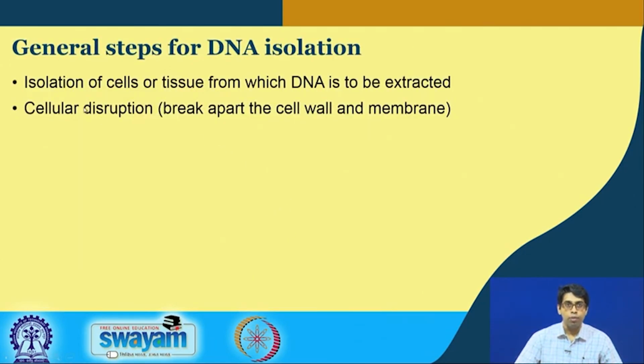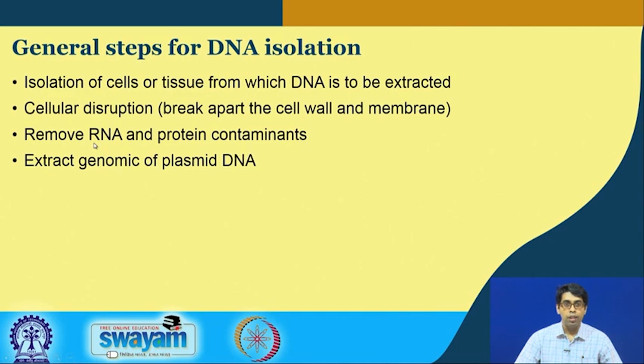So, what are the general steps? The first step, as we saw in case of protein purification, is that you have to isolate the cells. In protein purification we were working with bacterial cells. In this case also we can use bacterial cells, but if it is some mammalian cell, then we will have to isolate the cells from the tissue from which the DNA has to be extracted. Once we have the cells, we will disrupt the cell membrane. In case of bacteria, we also have to break apart the cell wall, so that everything that was inside comes out into the solution.